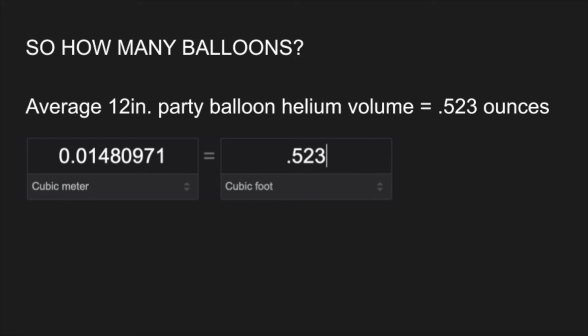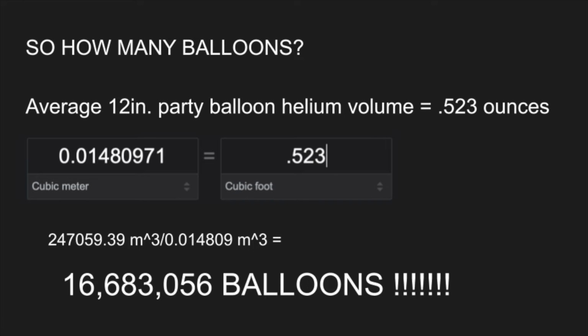In the movie, we can assume that the old man uses average 12-inch party balloons, which hold a volume of helium equal to 0.523 cubic feet, equal to 0.014809 cubic meters. We divide this amount by the volume of the total balloons in the system, and we get that in order to lift this house with balloons, we would need around 16,683,056 12-inch latex party-style balloons.